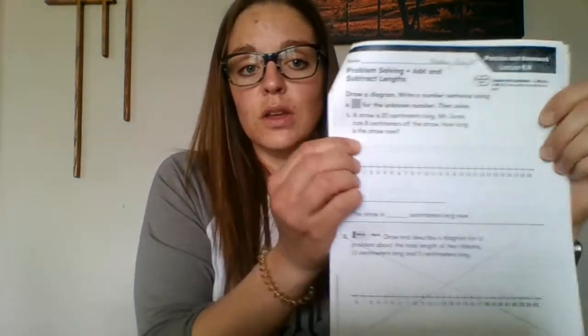Number 1, a straw is 20 centimeters long. Mr. Jones cuts 8 centimeters off the straw. How long is the straw now? Use your number line to solve or show your work, right? Straw is 20 centimeters long, cuts off 8, so you'll want to hop back because you're cutting it off. On this line, you're going to write your number sentence with your box, and then you're going to write your answer on this little line here. Number 2 is crossed off.